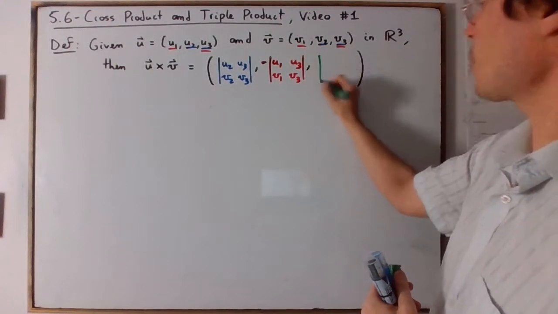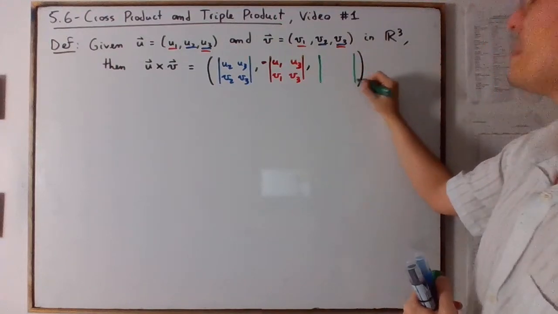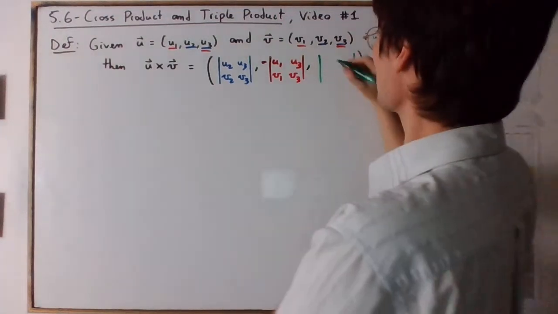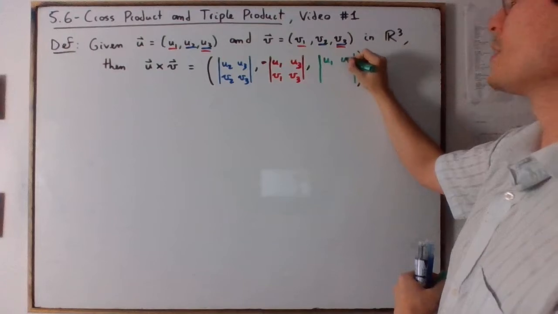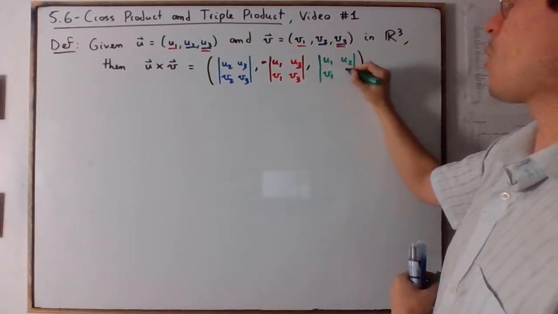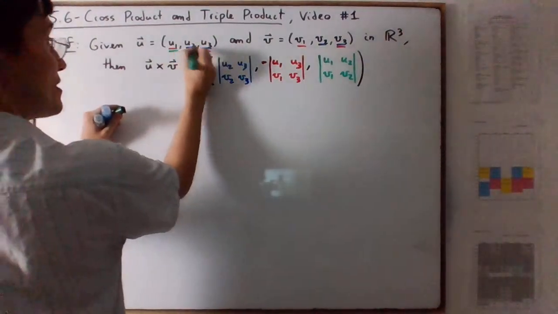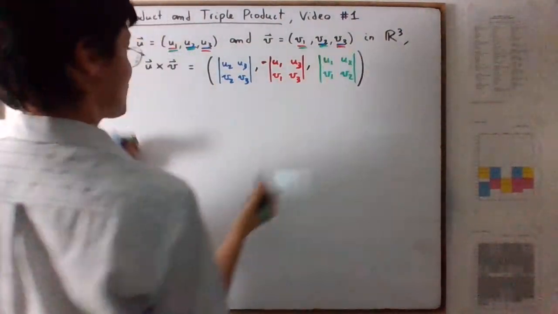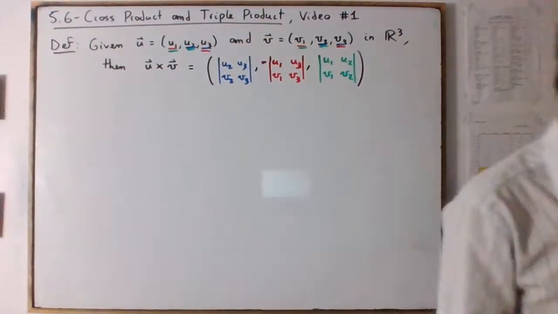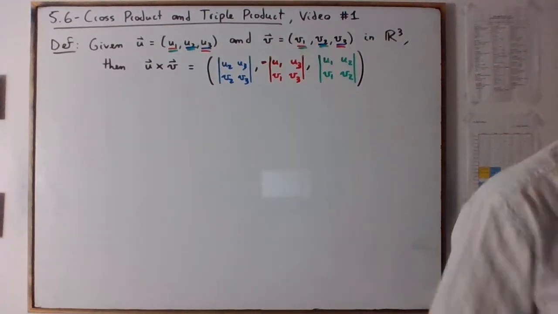The third component of the cross product will be the determinant using the first two components, so u1, u2, v1, v2. So that is the cross product.